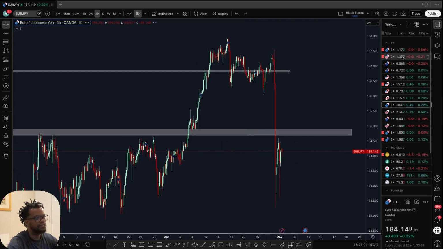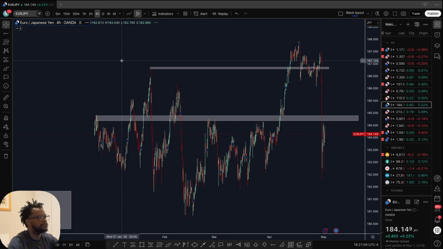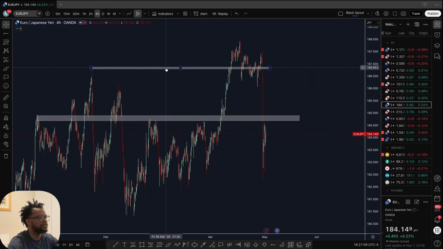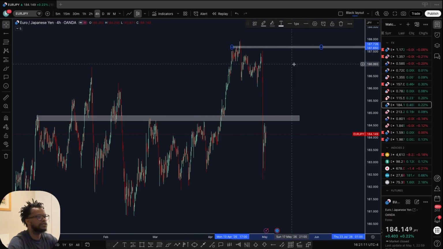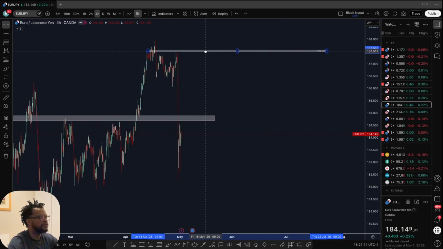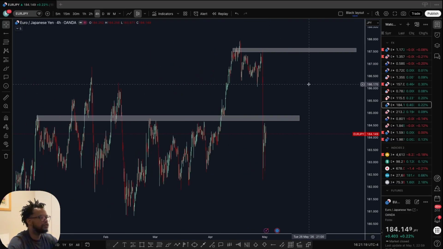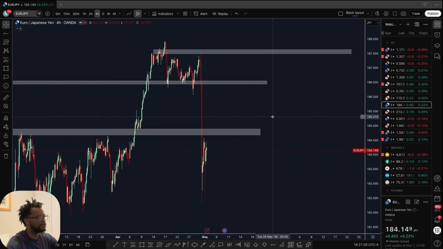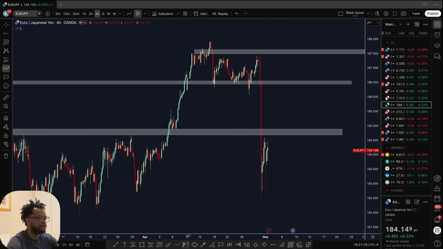Let me just fix my zones. This one has been broken too many times, so it is not valid to me anymore. I will be looking at these areas, because it's quite a big turning point, a lot of volume in these areas. So I'll be looking at that, and my small little SNR zone here as well. So any break and retest above this area, because I know it's going to move quite fast up here, because if the euro is strong, if we continue the bullish momentum on the euro dollar, then we can see.